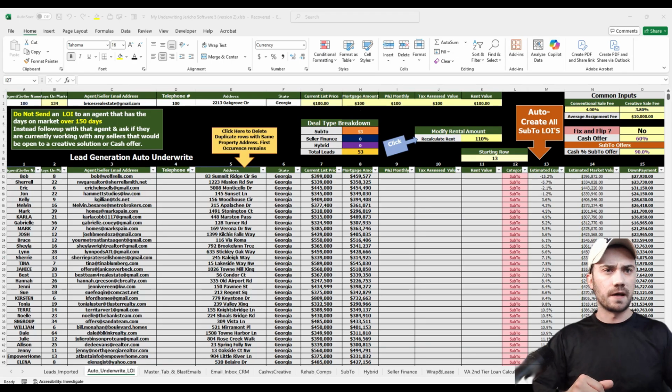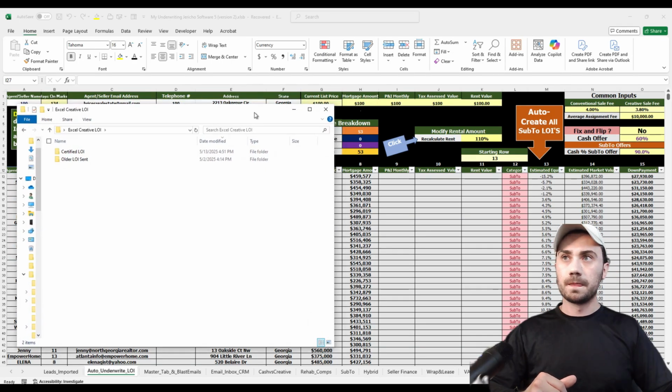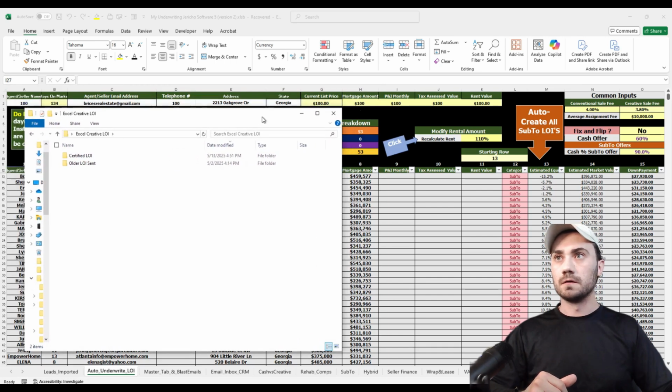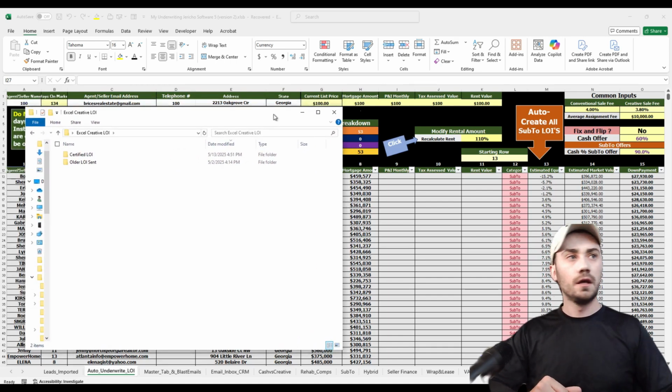My folder file path is actually somewhere here on my secondary screen. So we have 53 subject to LOIs that we are going to create, 53. And the moment that I click on this macro here is the moment that you'll start to see that these LOIs are created for us.